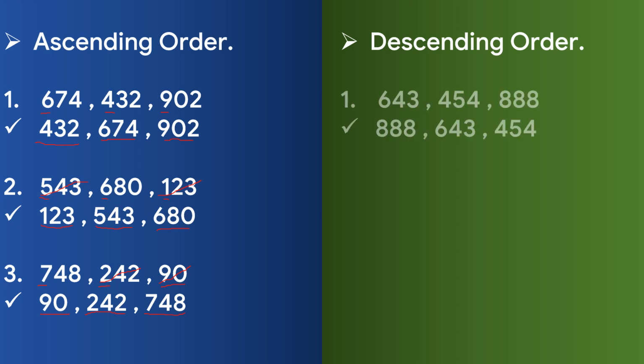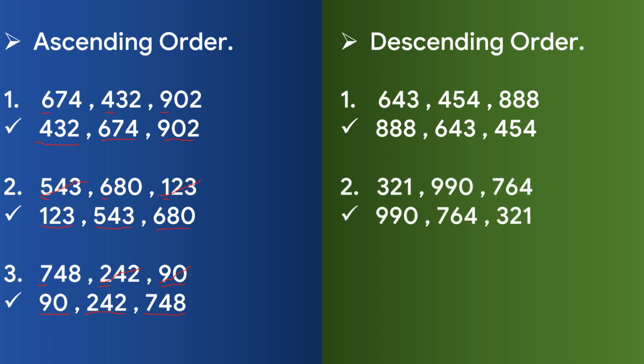Now your next topic is descending order. Which number do we have to write down first in descending order? We have to write down the largest number first and then move respectively from the largest to the smallest number. So your first set of numbers is 643, 454, 888.